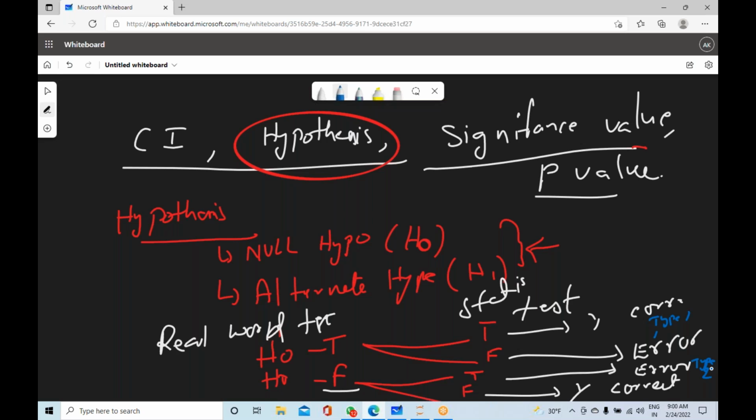I hope you can try to understand. Hypothesis testing is very important. Hypothesis testing can help you decide whether the model is good or bad. Whether my model is accepted or not, we will decide with the help of hypothesis testing only. Clear? We can use hypothesis testing to compare two groups or more than two. The max is two.